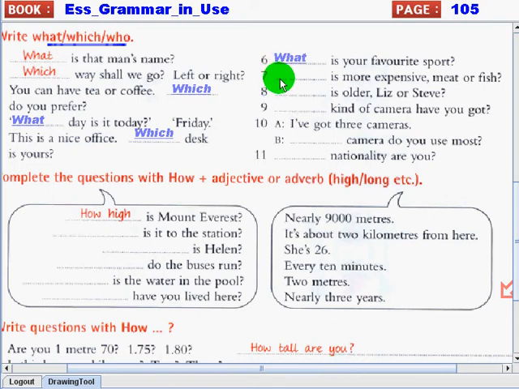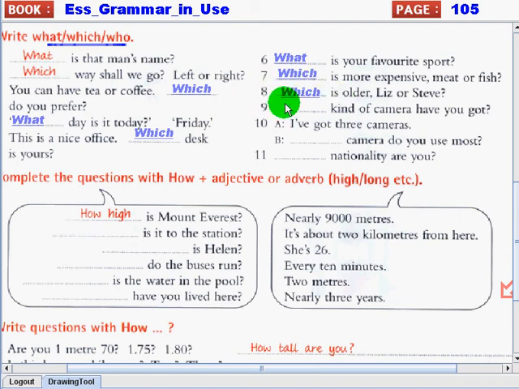7th, blank is more expensive, meat or fish. We have to consider two things here, meat or fish. We have to weigh which one is more expensive. So our question should start with which, right? 8th, blank is older, Liz or Steve. We have two objects here, Liz, Steve. So we have to use which again. Which is older, Liz or Steve?